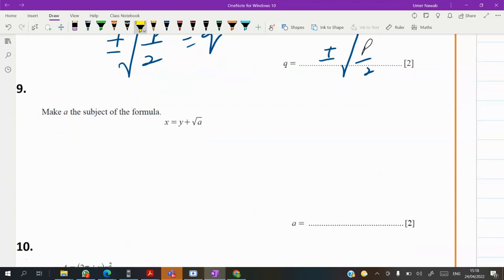Next, we want to make a the subject. Send this y to the left. So x minus y is the square root of a. Now the opposite of square root is square.